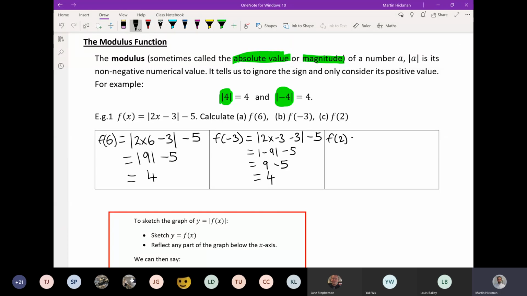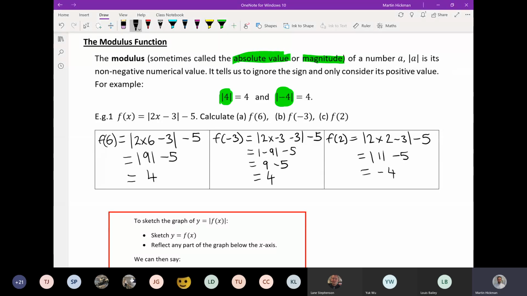Then let's look at the last one. We're going to do 2 times 2 minus the 3, and then we minus the 5. So 2 times 2 minus the 3, well, that's just 1. Then I have to take away the 5. The modulus of 1 is just 1. And then I take away the 5. There's no modulus there, so I still treat that as a -5. So this would just be -4.